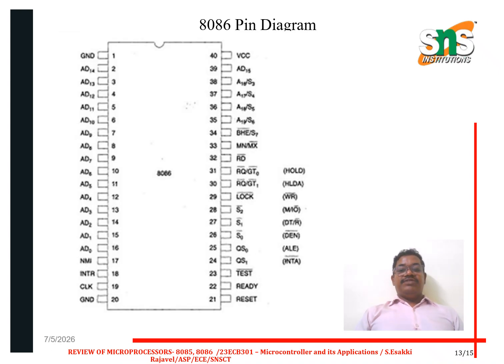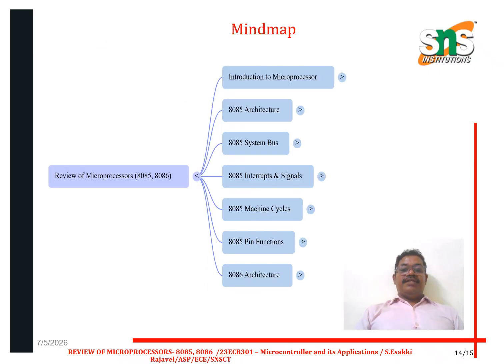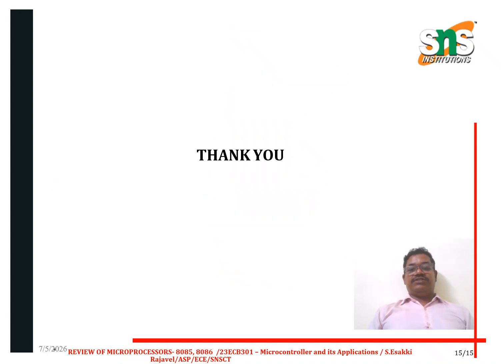So this is the basic 8086 pin diagram of the processor. In the initial and final pins the value is ground, and the remaining address bus as well as data bus, memory read as well as memory write, and interrupt, ready and reset pins are mentioned in the 8086 pin diagram. And this is the mind map diagram of the 8085 and 8086 processors. It can be mentioned as the system bus as well as the memory bus. So this is the basic concept of the 8085 as well as 8086 processor. Thank you.